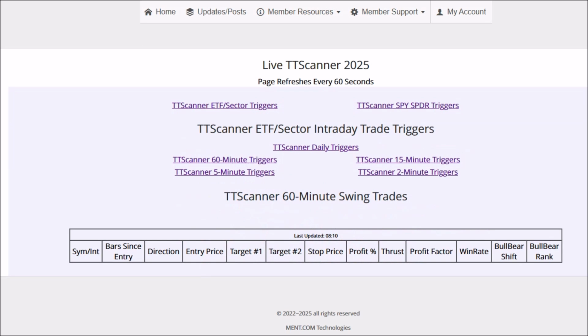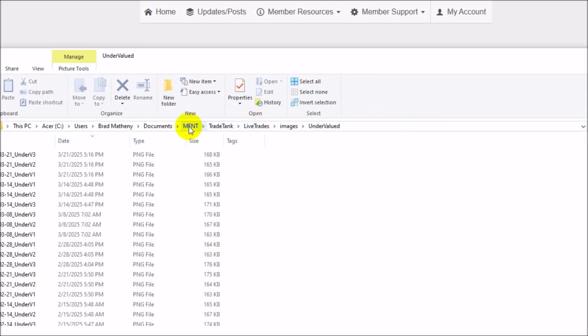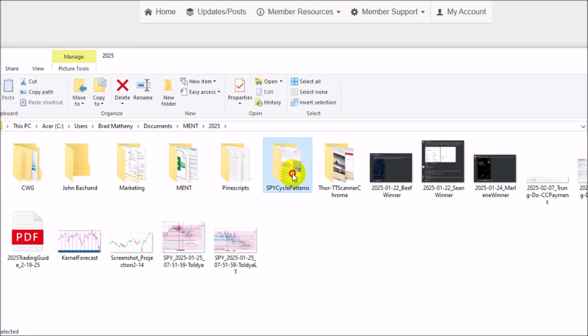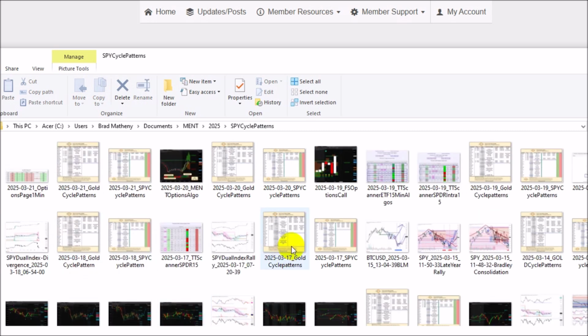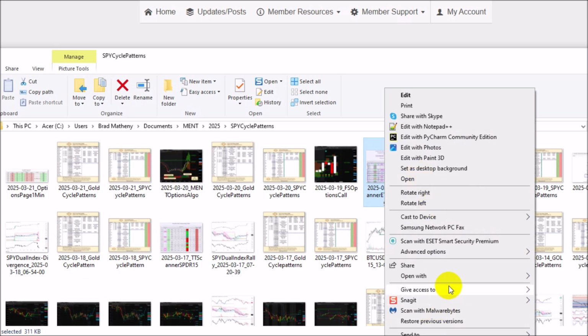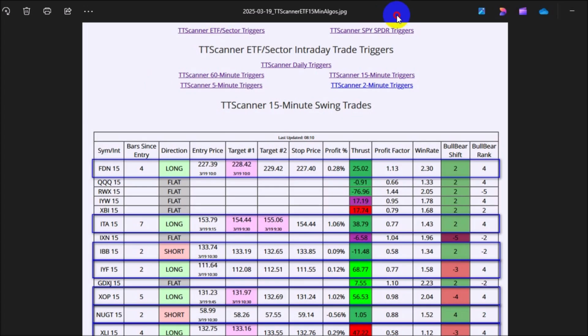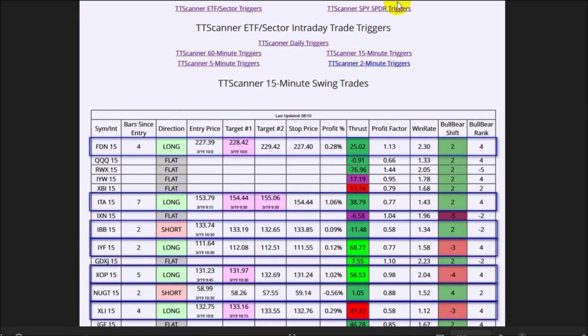Let me see if I can come over here and get to, so I'll have to go here, and here, and here, and the algos. There we go. Oh, that's probably not going to work. Yeah, so there we go. So these are what the intraday algos look like.